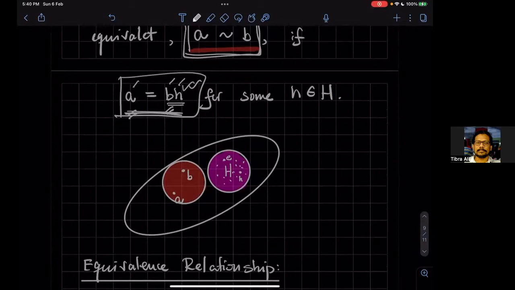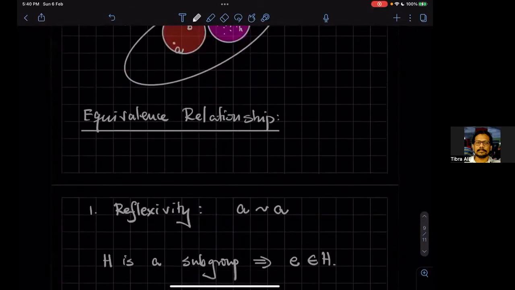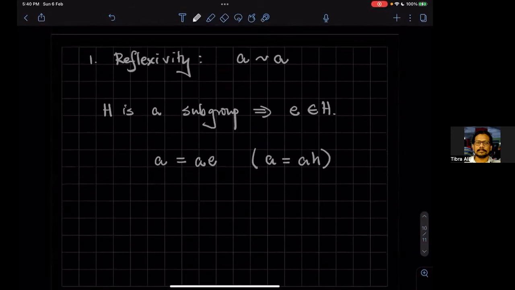Maybe I should have written B here, but so it's almost trivial, but actually it's not. So that means that we have proved that A is equivalent to itself. Sorry, the reflexivity property is satisfied.